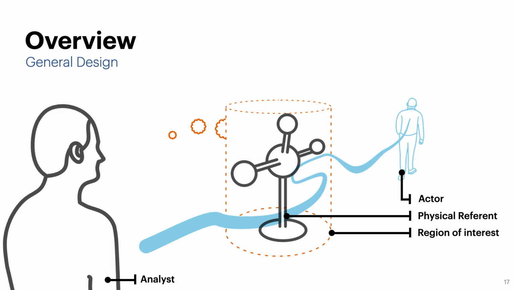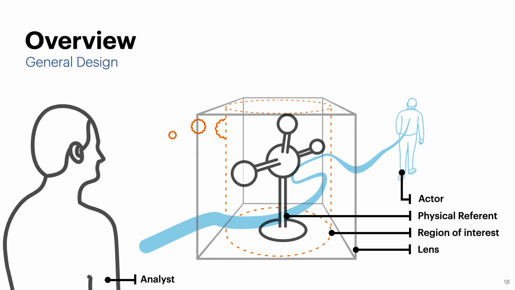Analysts can explicitly articulate the region of interest within the space, such as this cylinder you can see here. Accordingly, a lens can be assigned by an analyst, like the cubic wireframe. A lens represents and embodies the region of interest. It prepares the ground foundation for following functionalities associated with the physical reference, including interaction and visualizations.